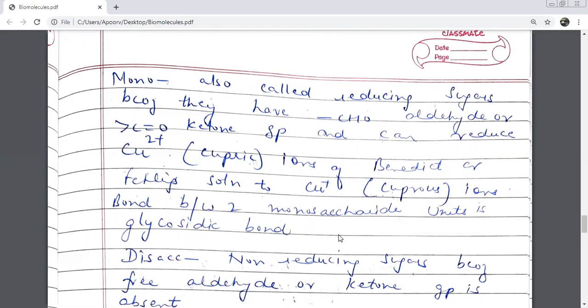In monosaccharides, we had how many units? 1 unit. And in disaccharides, how many do we have? 2 units. So these 2 units must be combining with each other or not? Yes, they combine. And which kind of a bond will be there? Glycosidic bond.